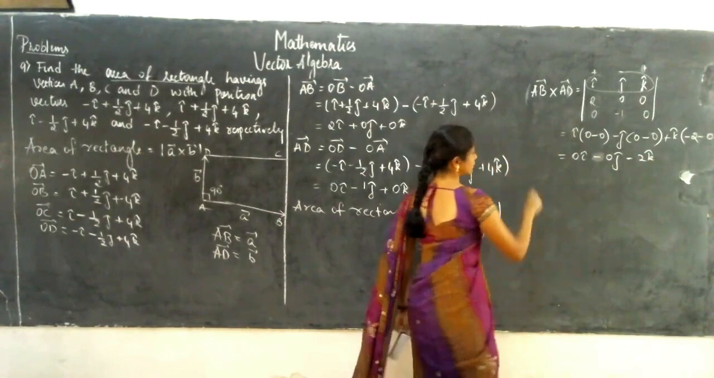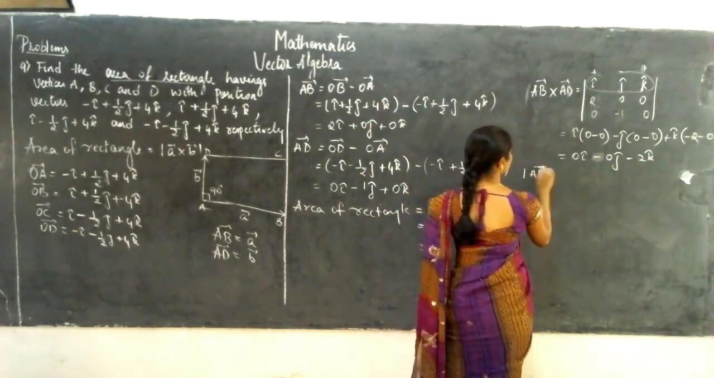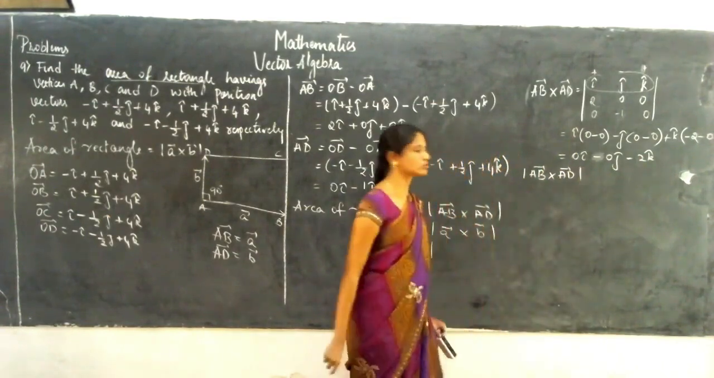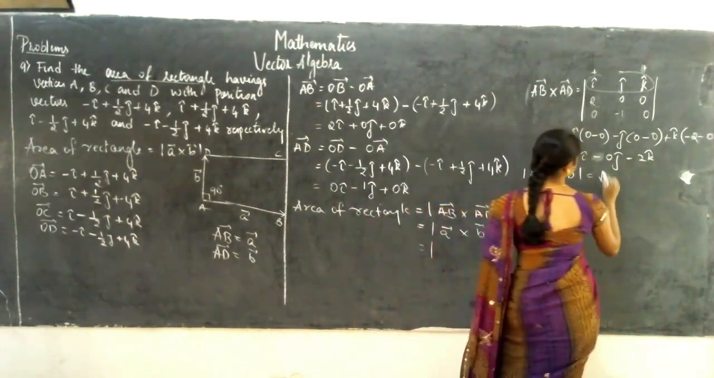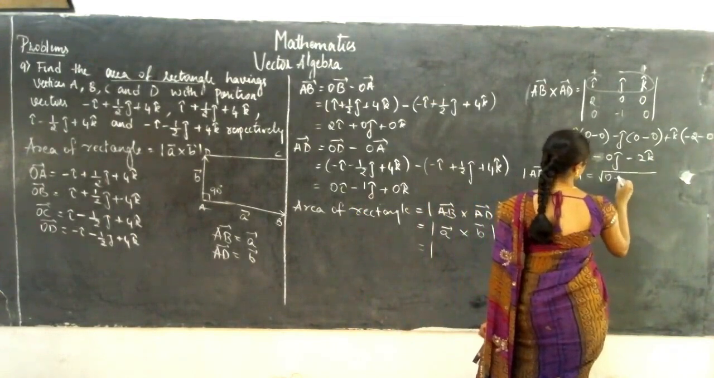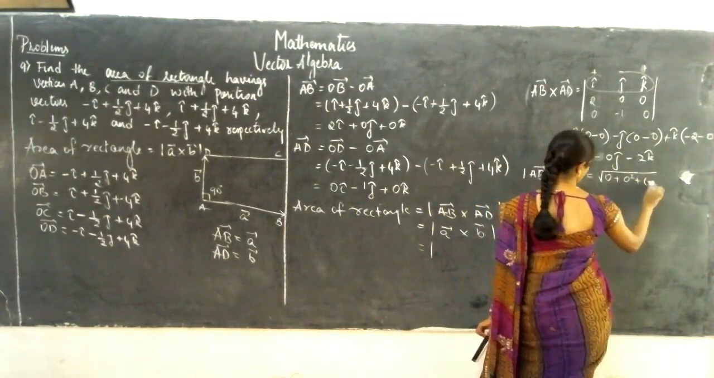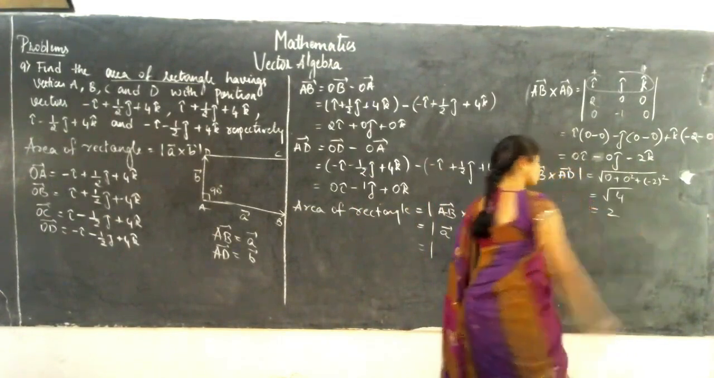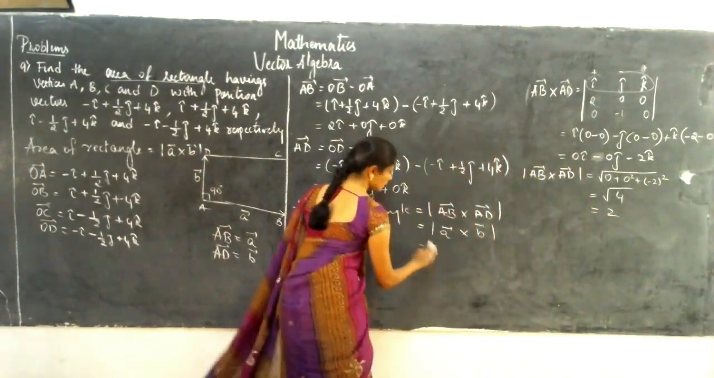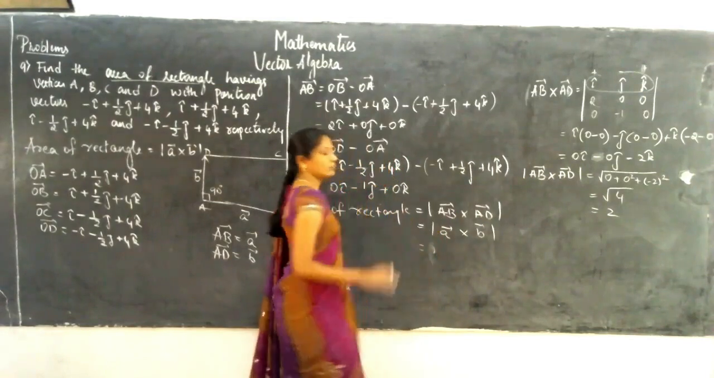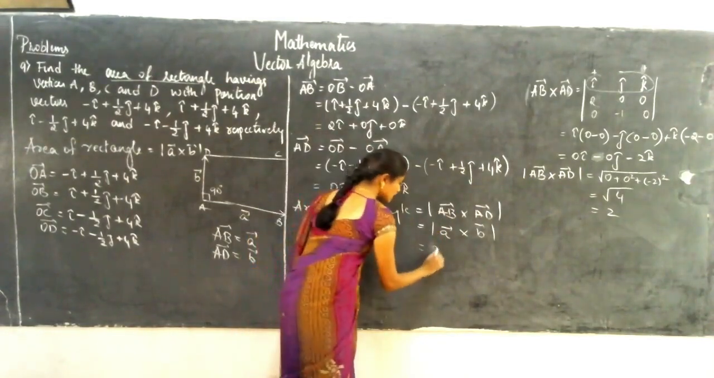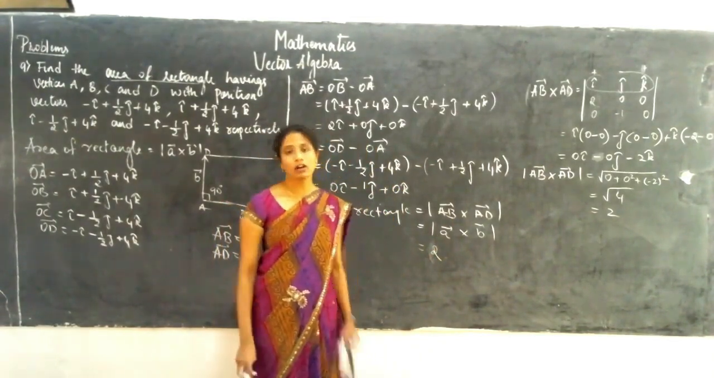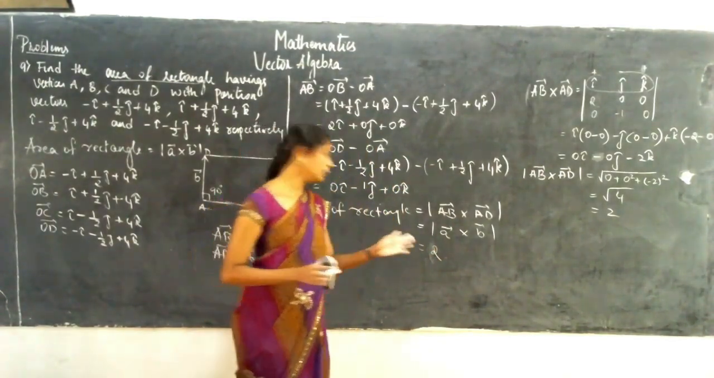Okay, we need to find the magnitude of this in order to find its area. So, the magnitude of vector AB cross vector AD is equal to root of 0 square plus 0 square plus minus 2 the whole square. That is root 4, which is equal to 2. Therefore, the magnitude of vector AB cross vector AD is equal to 2. Therefore, the area of the rectangle is given by 2.